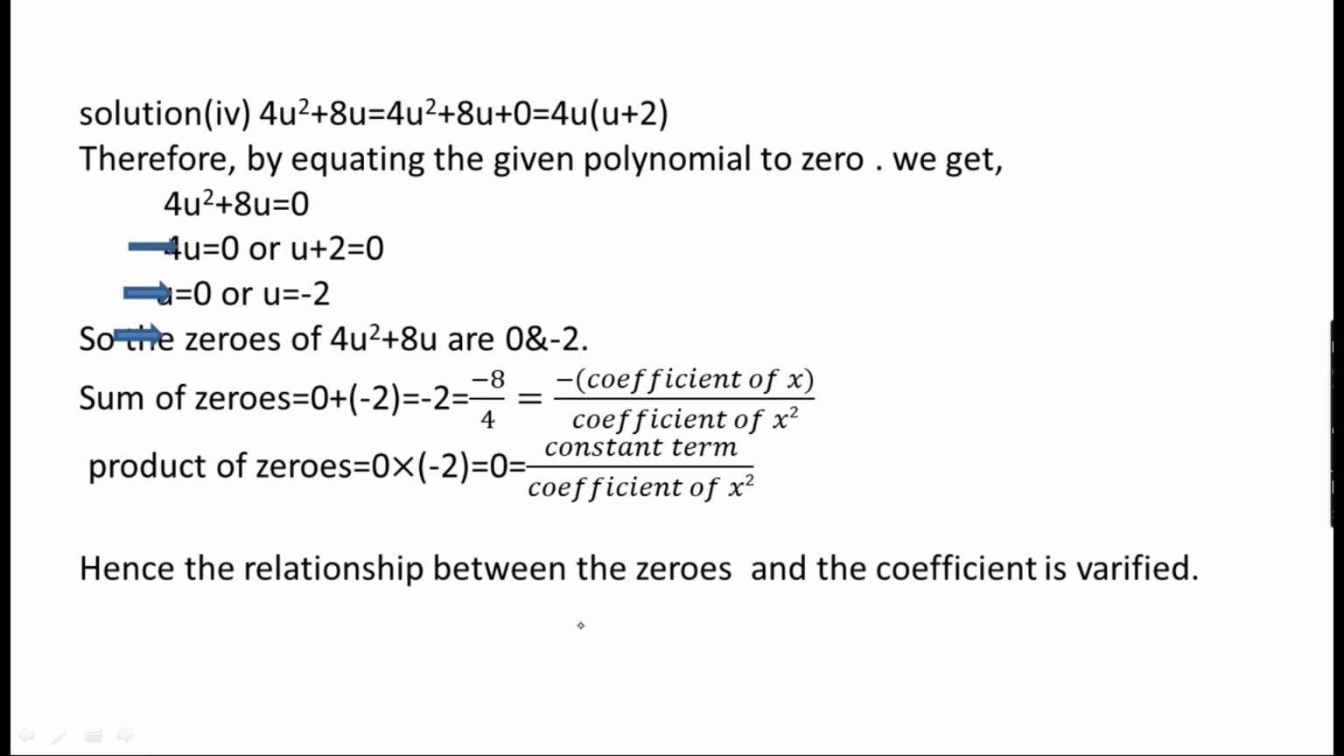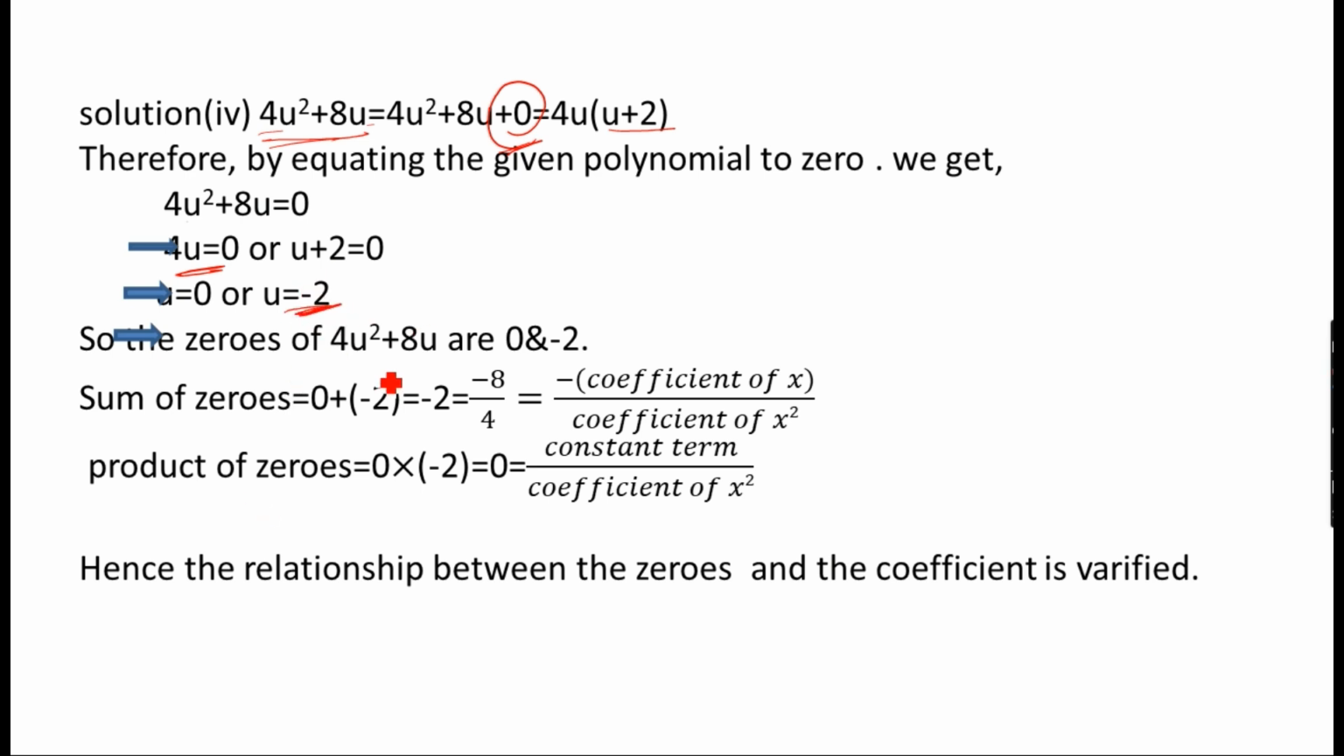Now, let's come to part 4 of this question. We have 4u square plus 8u, which is equal to 4u square plus 8u plus 0. Here the constant term is 0 because the constant term is not mentioned in this problem. Therefore, we take the constant term as 0. We take u common from this term. We get 4u times (u plus 2)... On equating to 0, 4u square plus 8u is equal to 0. One value of u is 0 and another one is minus 2.